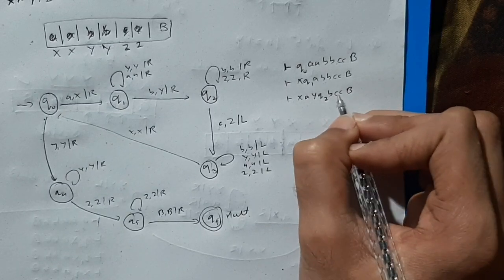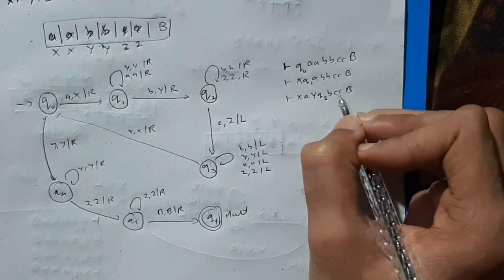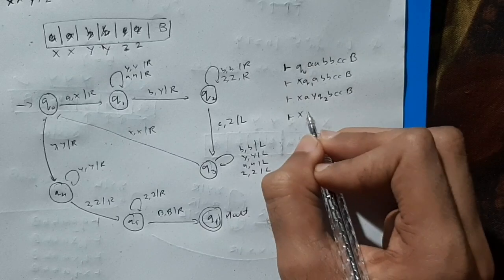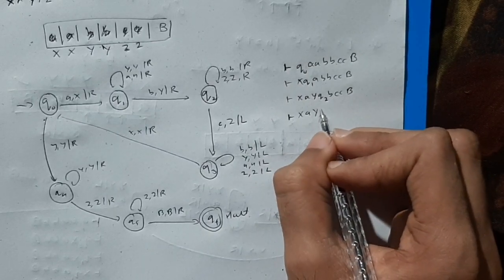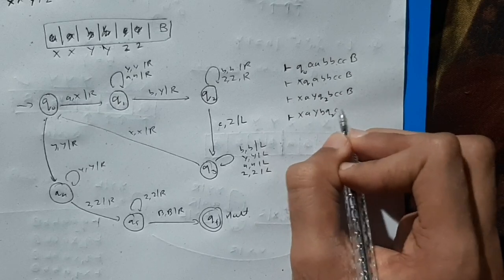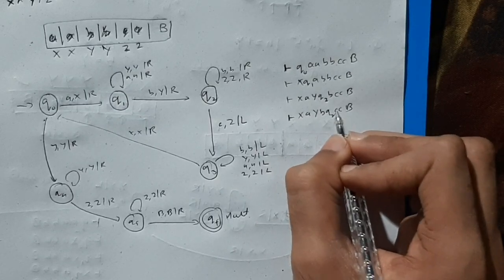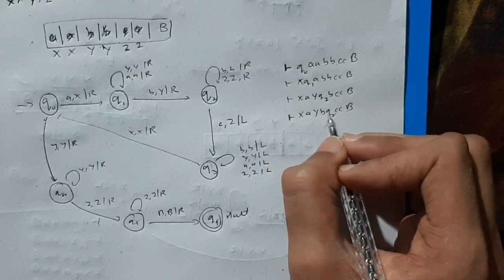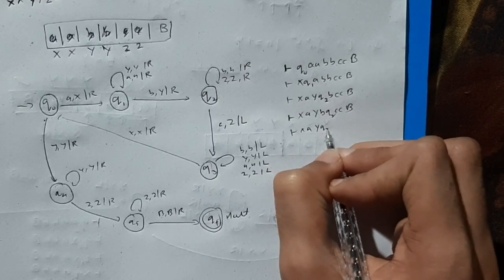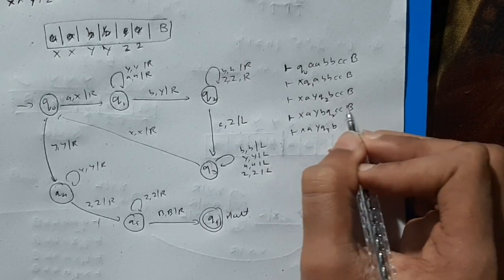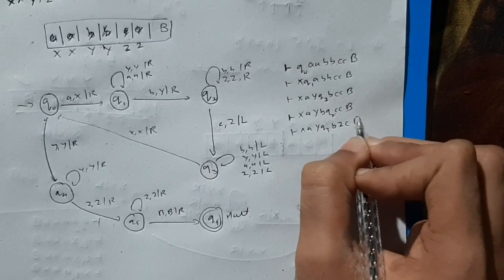This B will be ignored. For this one, it will be Q3, and it will be marked as Z. So it will be like this: x, A, Y, and this B will be as such, and here I have Q2, CC, B. What is Q2 on C? It is Z, and move to the left. So it will be Q3, X, A, Y, Q3, B, and here it is Z, C, B.